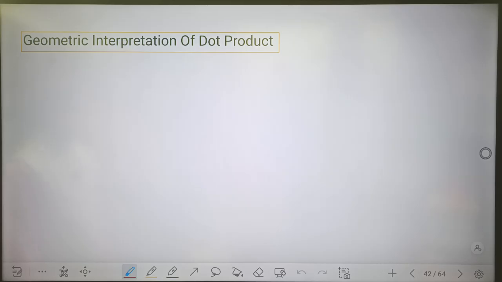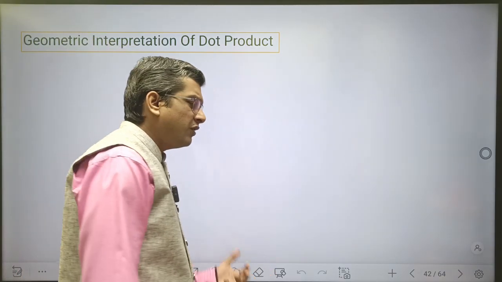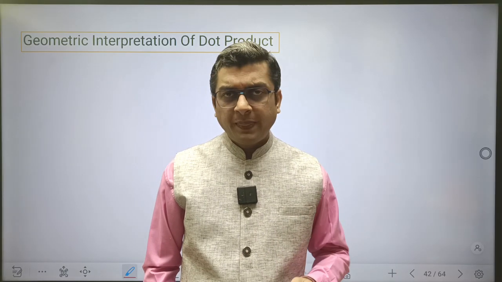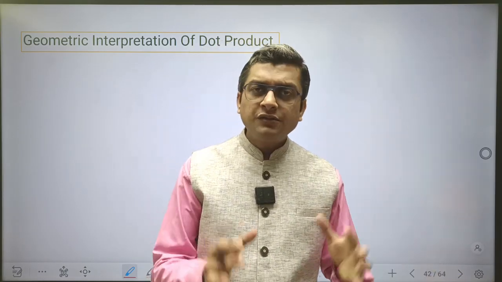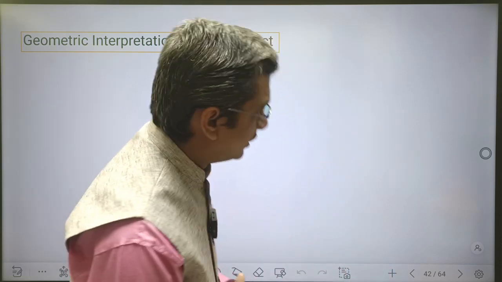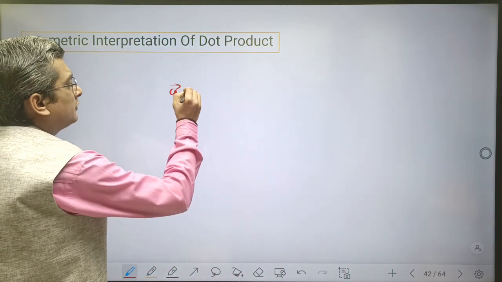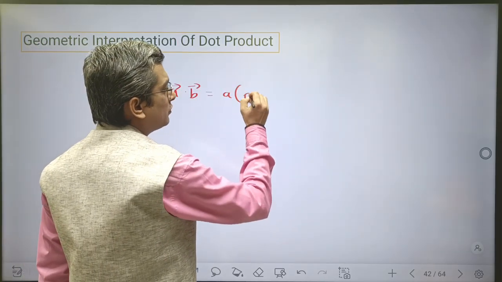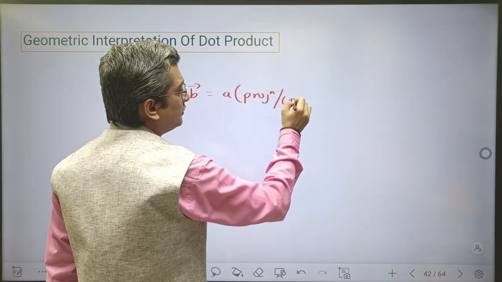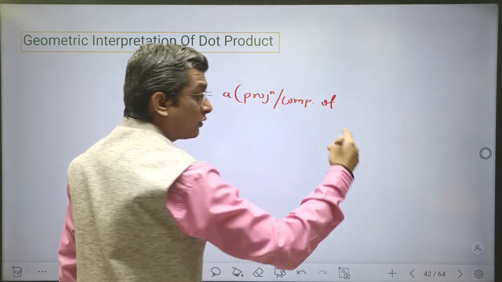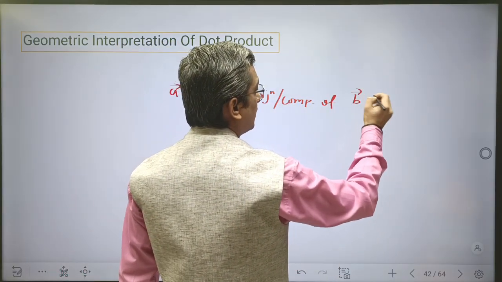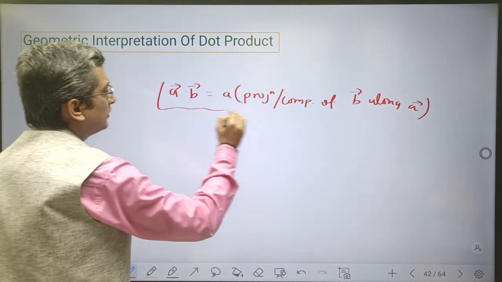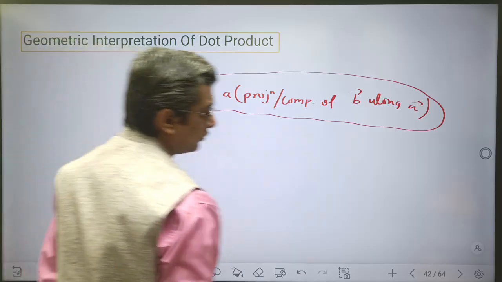Now geometric interpretation of dot product. Dear students, what we have learned just 2 minutes before, that is projection of vector A over B or projection of vector B over A. This is known as geometric interpretation of dot product, isn't it? So A dot B is nothing but A multiplied by component, or you can say projection. You can use two words, projection or component, b cos theta of vector b along the direction of vector A. Similarly, isn't it? So this is nothing but geometric interpretation that we have already done.